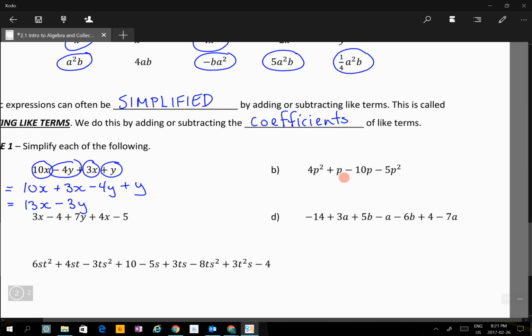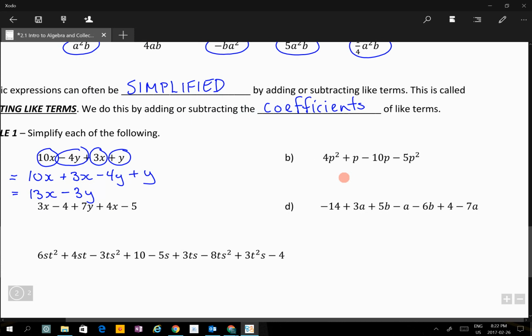Part B, same idea. So what are my like terms here? I have the 4p squared and I have the minus 5p squared. So if I combine these two, I just subtract these like terms. So 4 minus 5 gives me negative 1. So this equals negative 1p squared. I normally don't write the 1 if it's just a 1. So negative p squared is fine.